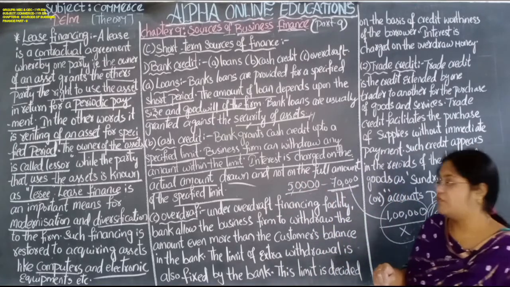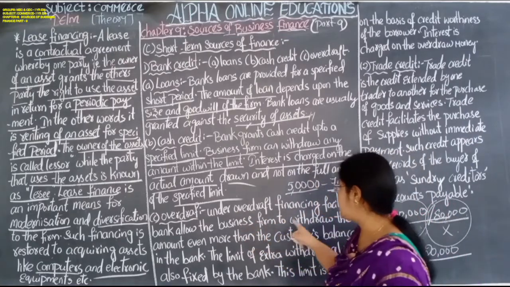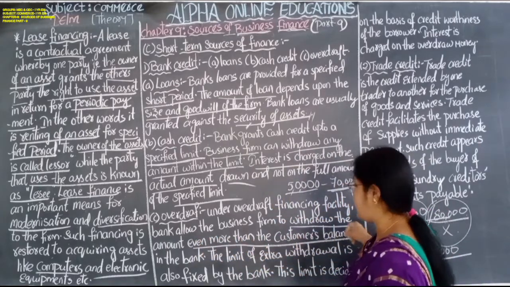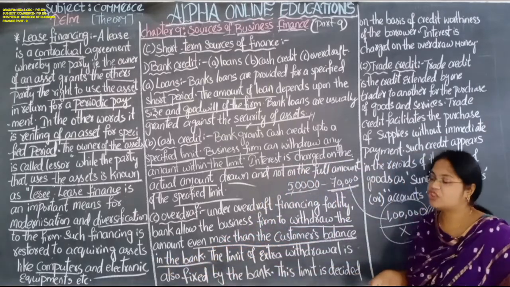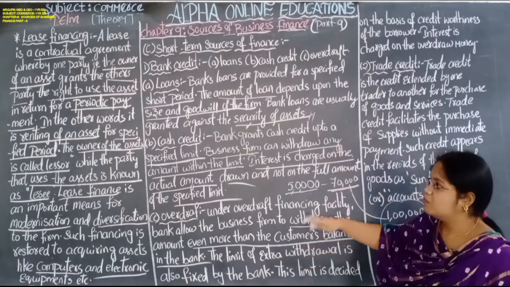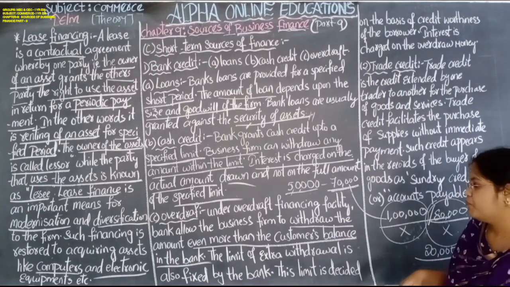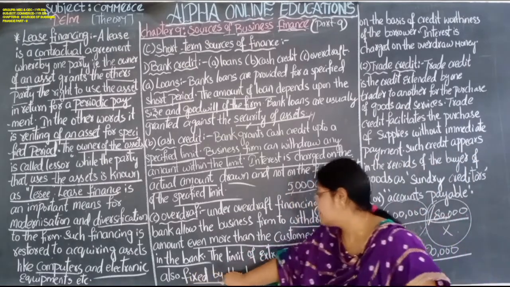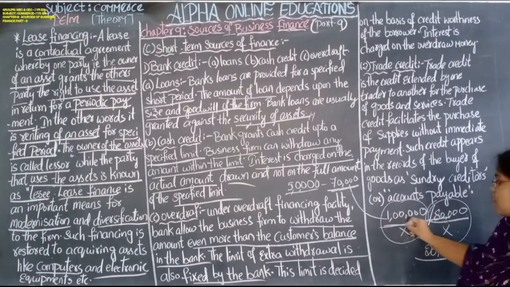Next, overdraft. Under the overdraft financing facility, the bank allows the business firm to withdraw an amount even more than the customer balance. These two are somewhat similar. The limit of extra withdrawal is also fixed by the bank, that is, how much extra they can withdraw.